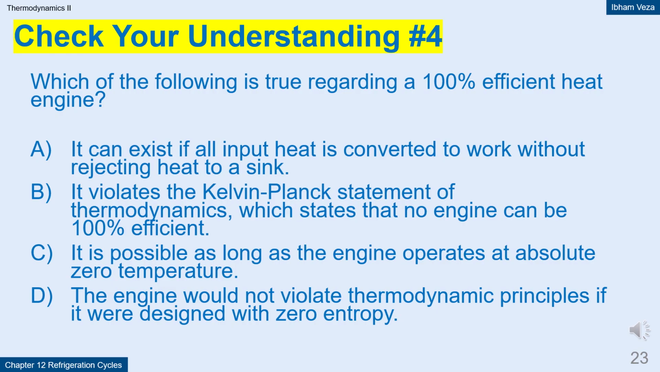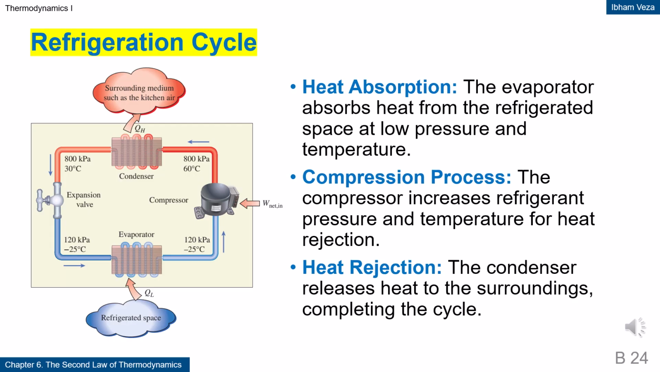C. It is possible as long as the engine operates at absolute zero temperature. This is incorrect because even at absolute zero, the second law of thermodynamics still applies, and an engine cannot be 100% efficient. D. The engine would not violate thermodynamic principles if it were designed with zero entropy. This is incorrect because entropy is inherent in all processes, and a zero entropy engine would still violate the second law, which requires entropy generation.